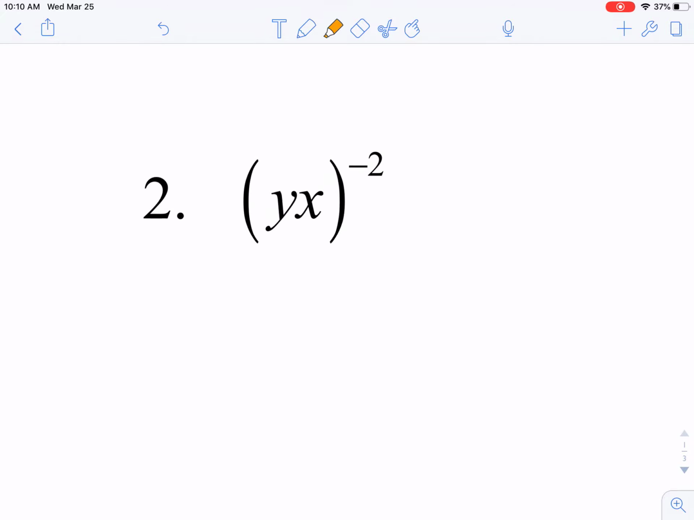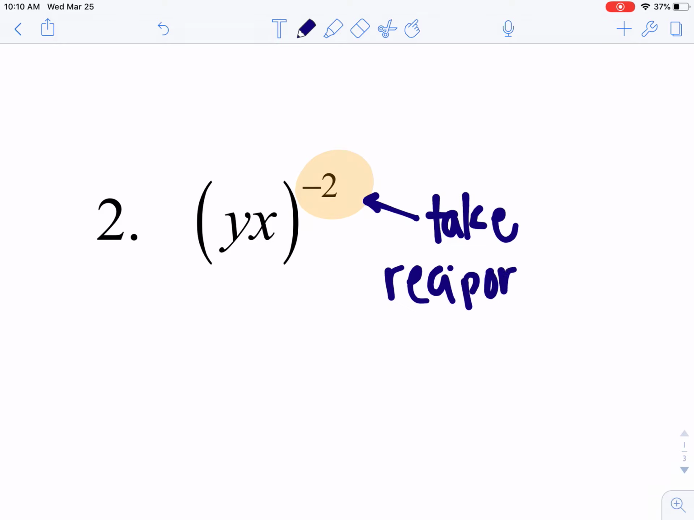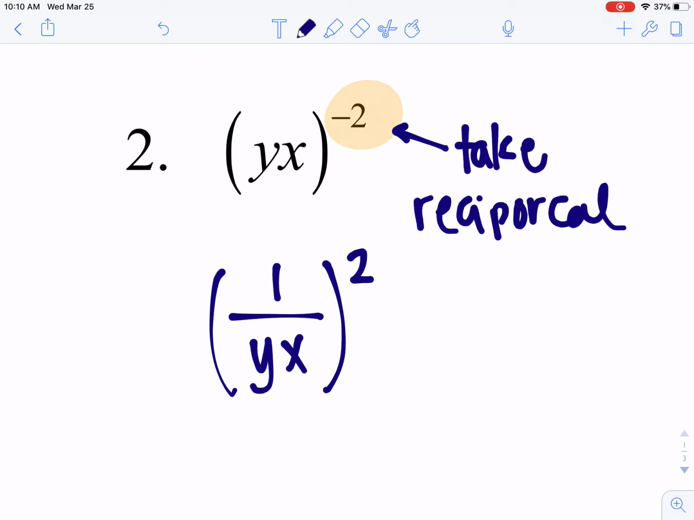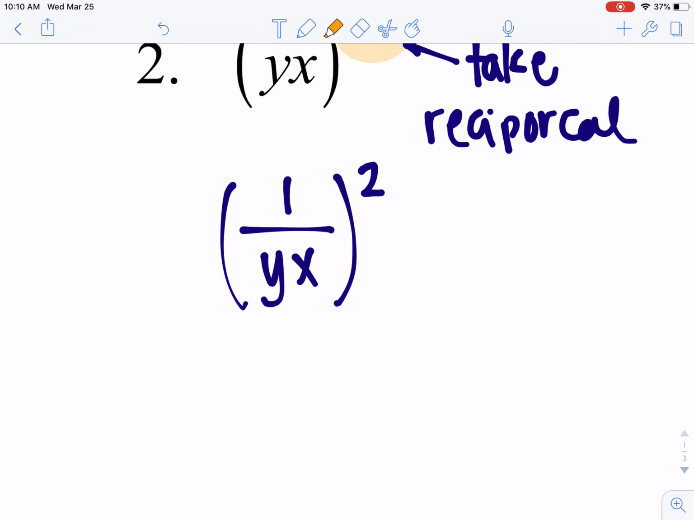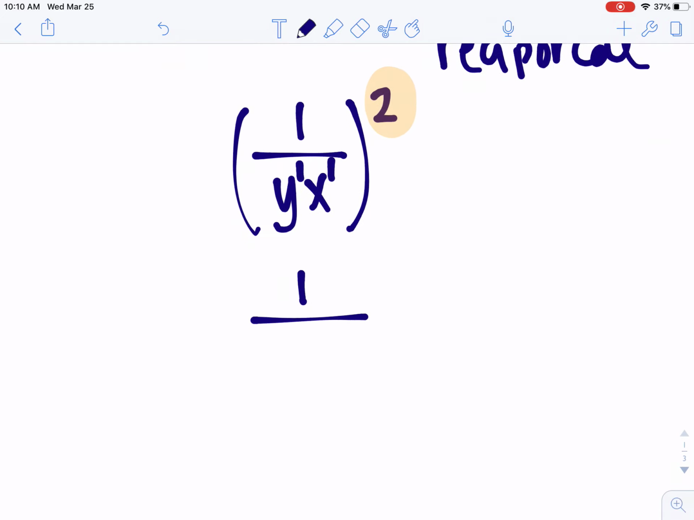Alright, so for this next one, we see a negative exponent, so we are going to remember to take the reciprocal. So it's going to be 1 over yx to the second power. And then we have to make sure we multiply our exponents. So then we have 1 over y to the second, x to the second.